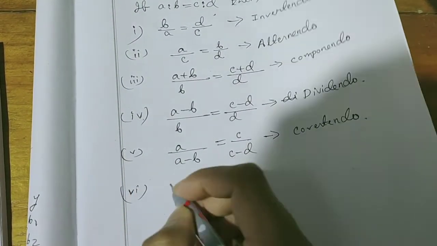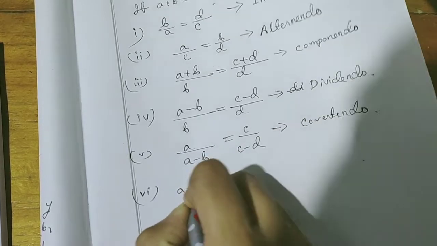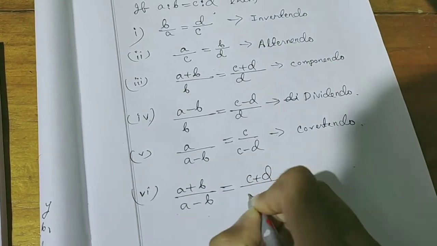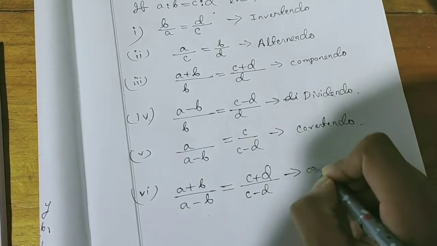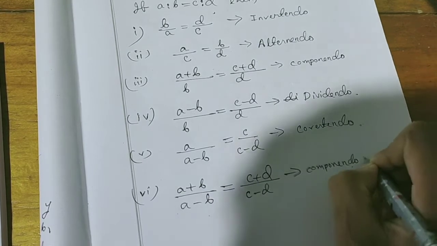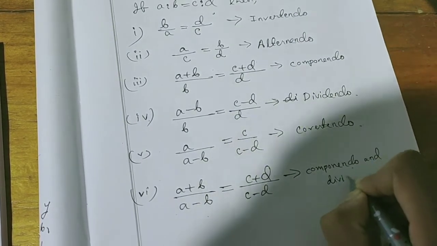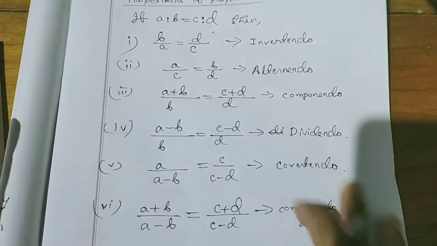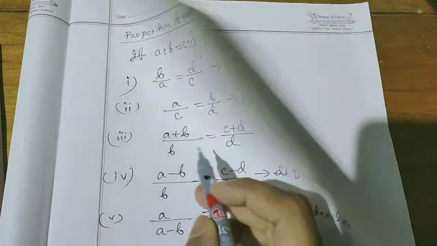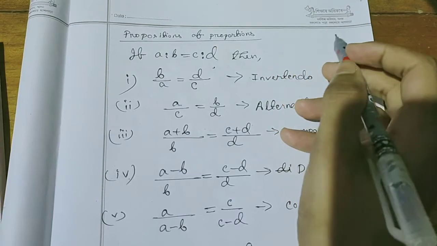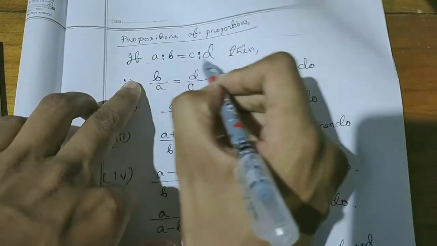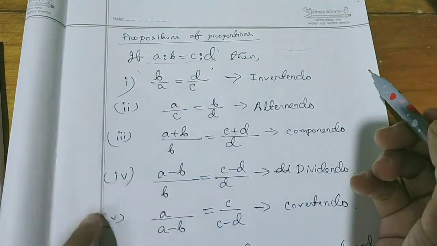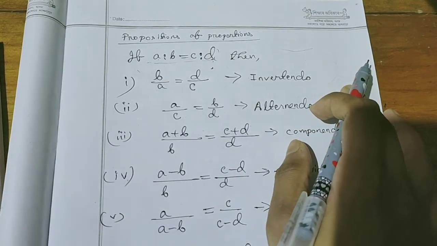Then number 6 is A plus B by A minus B equals to C plus D by C minus D. This is called componendo and dividendo. So these six things are called propositions of proportions, and they are all derived from this relation A is to B equal to C is to D. Then we can do this. So this is the propositions of proportions.